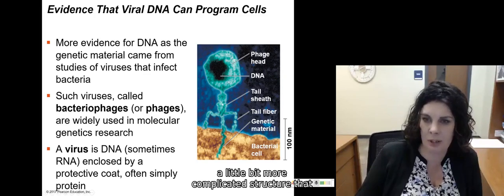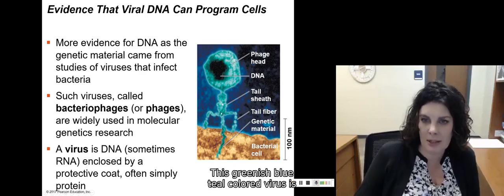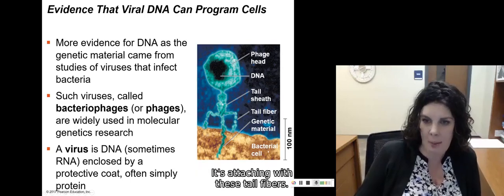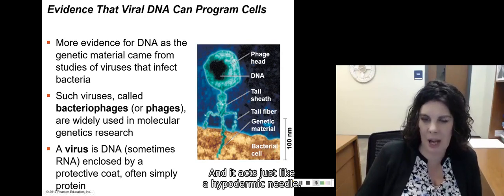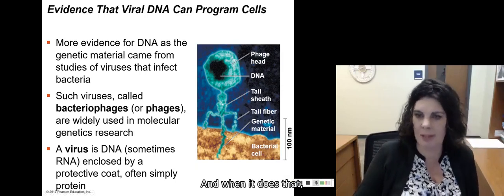Bacteriophages have a little bit more complicated structure. They have this tail sheath and tail fibers. This greenish blue teal colored virus is attaching to this brownish yellow bacterial cell. It's attaching with these tail fibers, and it acts just like a hypodermic needle. It's just going to squirt its DNA into the bacterial cell. So here's its DNA coming into the bacterial cell.